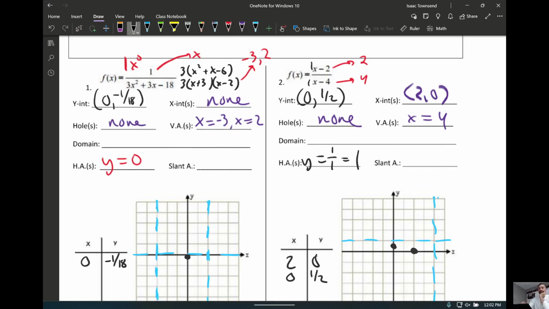So question 1, the degree of the numerator is not 1 bigger than the degree of the denominator, so say none. Don't leave it blank. If you leave it blank, it looks like you don't know. Question 2, the degree of the numerator is not 1 bigger than the degree of the denominator, so it doesn't have a slant asymptote.